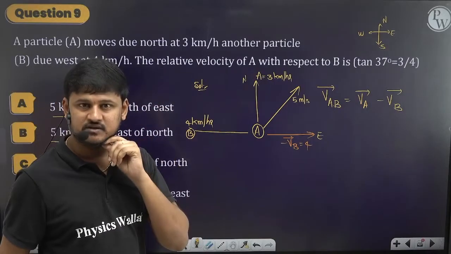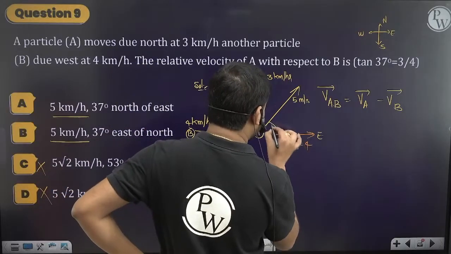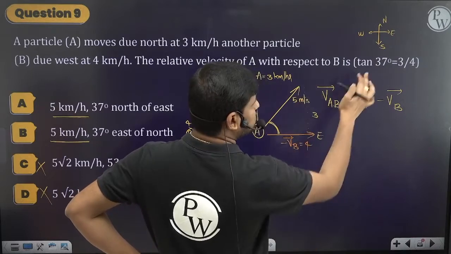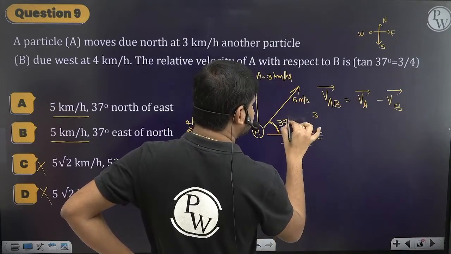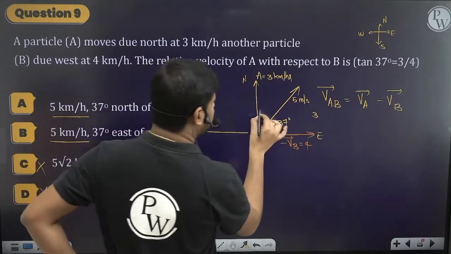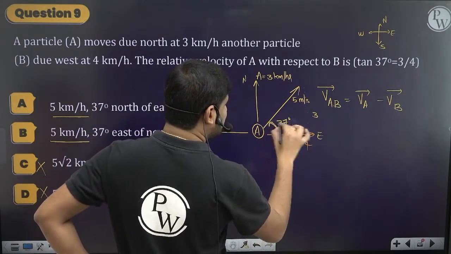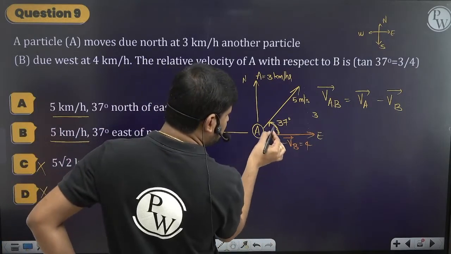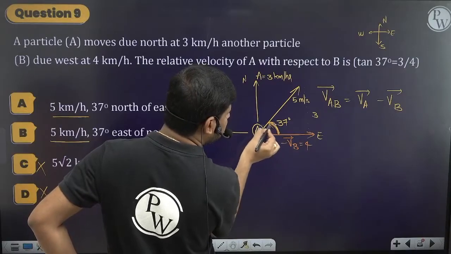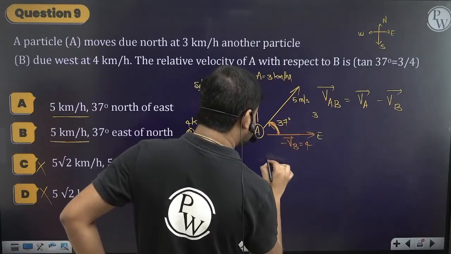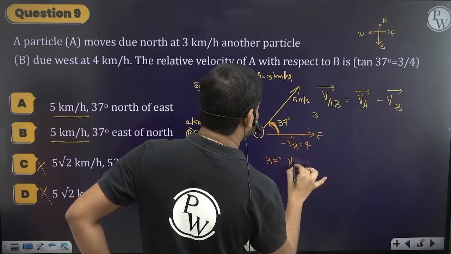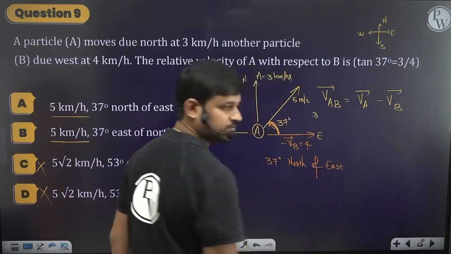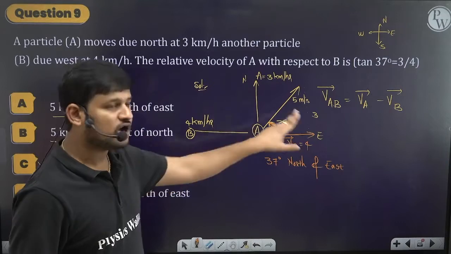So what does this mean? First, to find this angle, how much is it? If you shift this one parallel here, this is going to be 3, this is 4. So tan 37 is 3 by 4, which means this is 37 degrees, and this is going to be 53. North of east or east of north, how do we say? Here it is going towards north from east, right? So we write this angle as 37 degrees north of east.